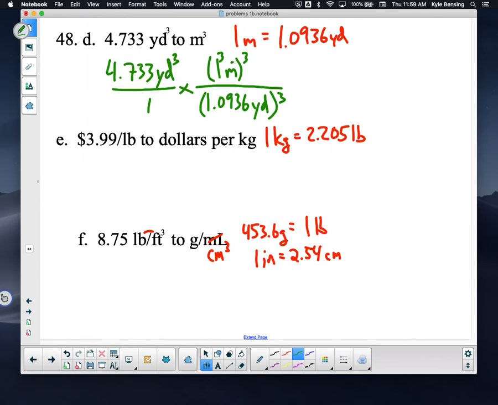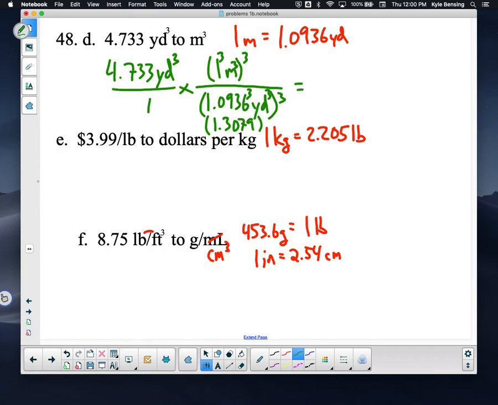So 1 cubed, meters cubed, 1.0936 cubed, and yards cubed. Okay, I'm going to divide 4.733 divided by whatever this number is. So let's find out what that number is. 1.0936 cubed is 1.3079, like that. So that means I'm going to divide 4.733 divided by 1.3079. I know that's a lot of numbers.